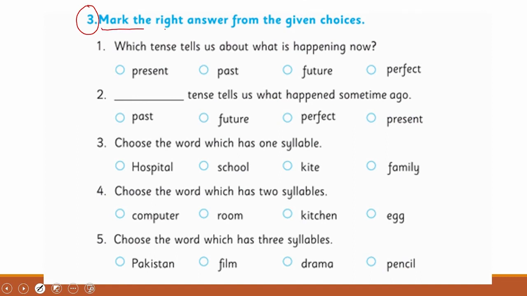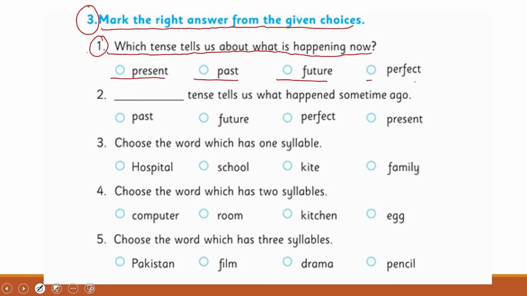Number 3. Mark the right answers from the given choices. Number 1. Which tense tells us about what is happening now? Is it present, past, future, or perfect? It is present. Number 2. Past tense tells us what happened some time ago, some time ago in the past.